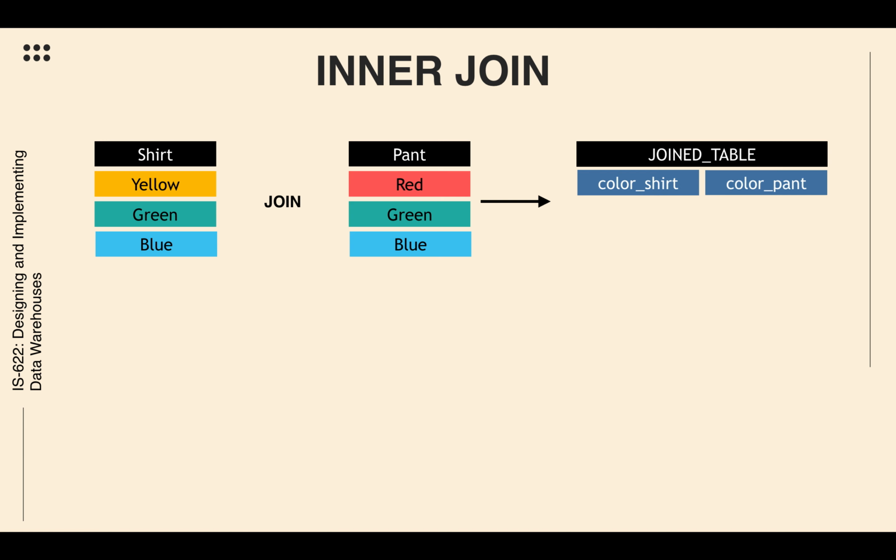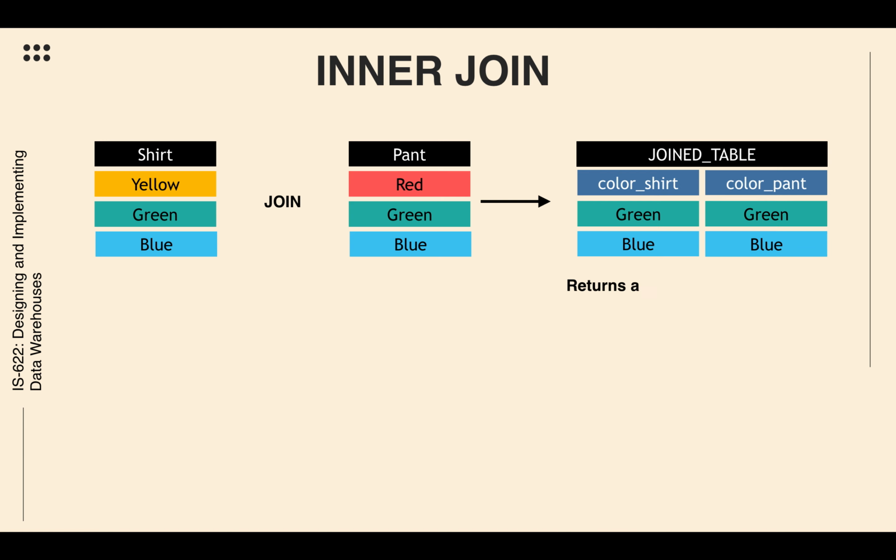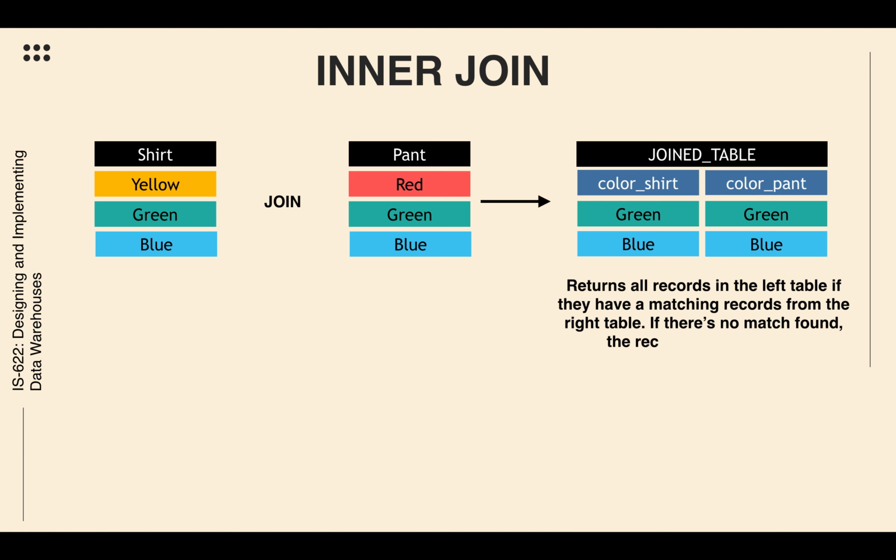Currently, if you see, yellow is not there in the pants, so yellow will be ignored. Second, I see that green is there, so green will be included in the join table because green is in both the shirts and the pants. Similarly, blue is also available. So this is my final table. So you can see that it returns all the records from the left table if they have a matching record in the right table. And if there are records which do not match, then they are not included.